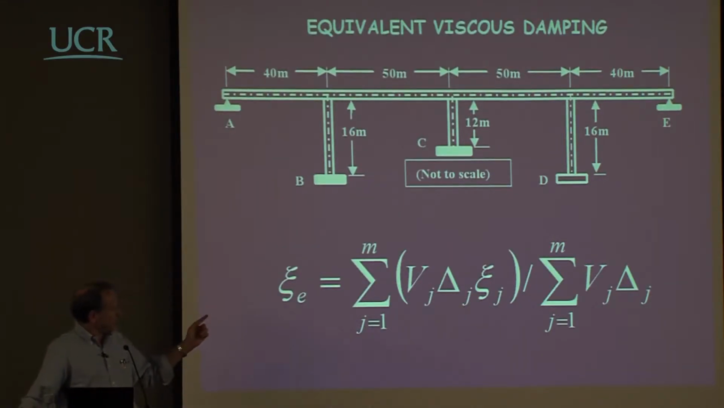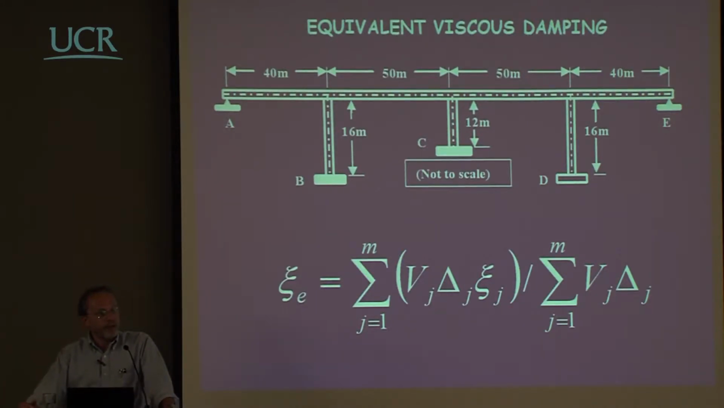What this equation is telling us is that essentially the global equivalent damping is proportional to forces and to displacements. And this is obvious. Why is it obvious? Because the equivalent damping is essentially proportional to the area of a loop, and the area of this loop is proportional to the force and to the displacement.